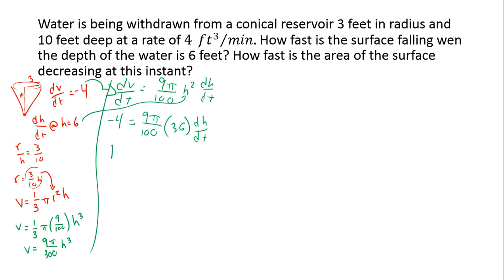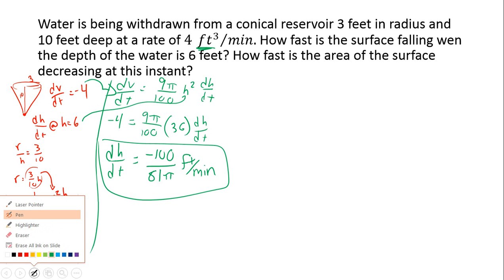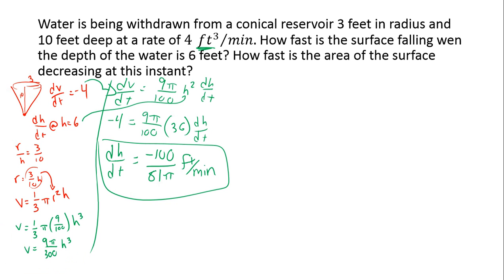Solving for dH over dt, which is the main thing that we want right now, that dH over dt will be approximately negative 100 over 81 pi. And the units for this would be feet per minute. Okay, feet per minute. Okay, so there's our dH over dt. Pretty straightforward, pretty simple going through. And that's actually our answer for the first one. Okay, so that's our answer for the very first problem.